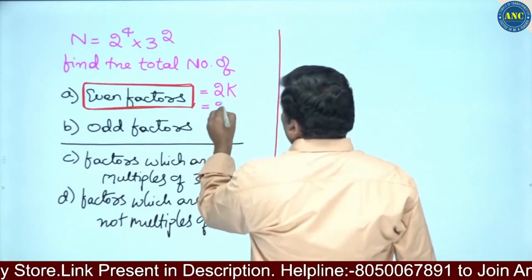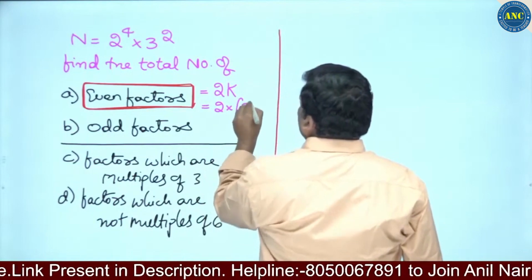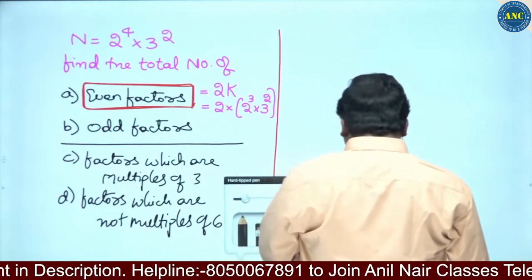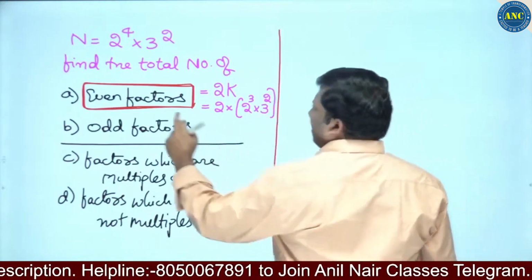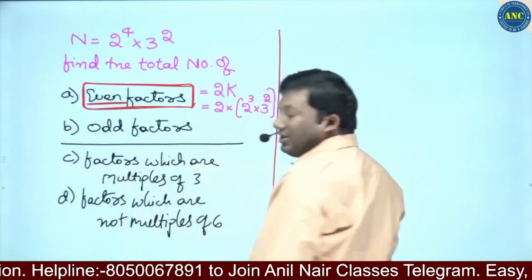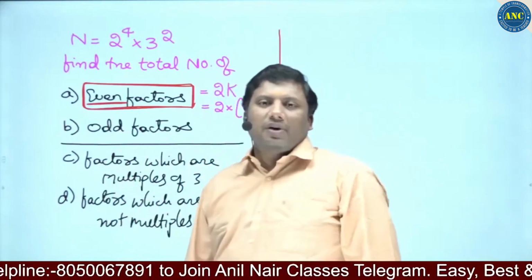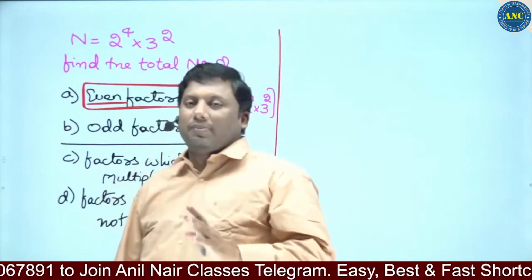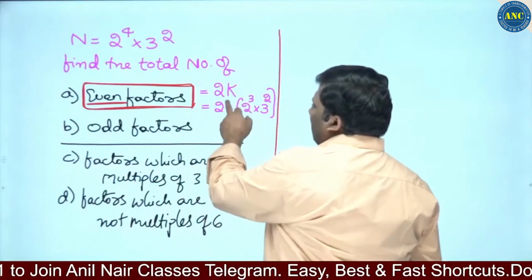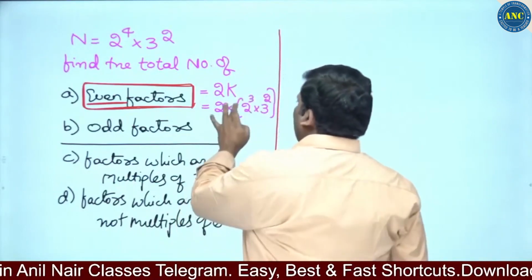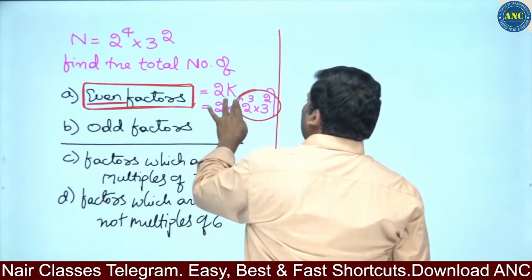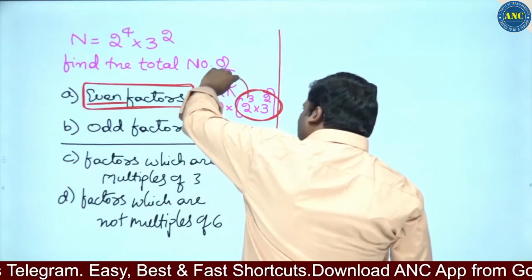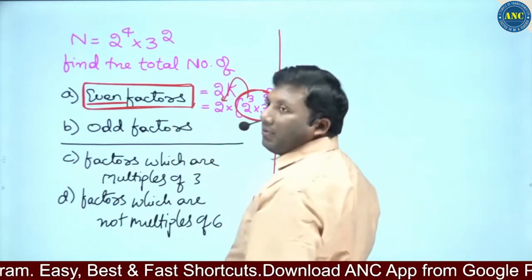So this will be 2 into 2 cube into 3 square. Why did I take 2 into something? Because it's an even number. Any even number is perfectly divisible by 2, so it is of the form 2k. So 2 into, remaining it is 2 cube into 3 square. These are the numbers which are getting multiplied by 2 and becoming an even factor.